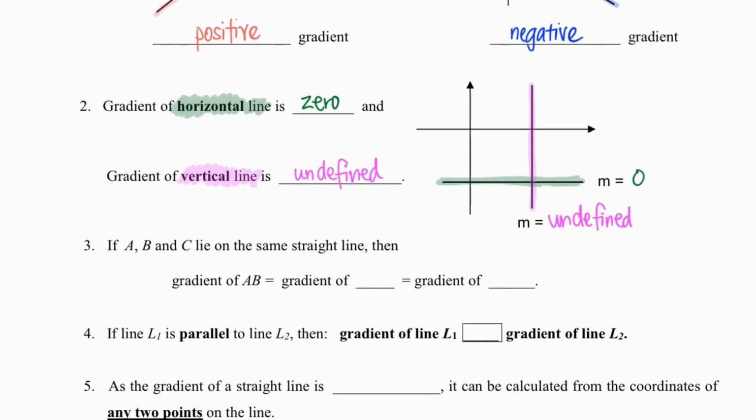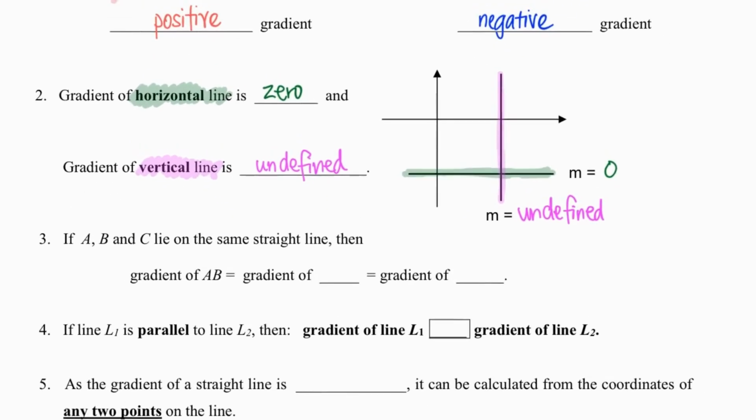And here's something interesting, which I'm going to draw a simple diagram here. If there's a straight line, there's point A, point B, and point C. Gradient of AB, gradient of BC, or gradient of AC, they are all the same. This is something important.